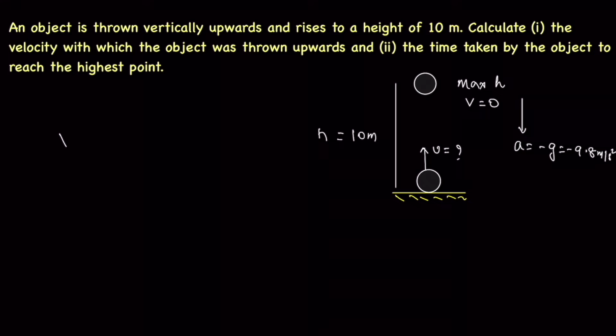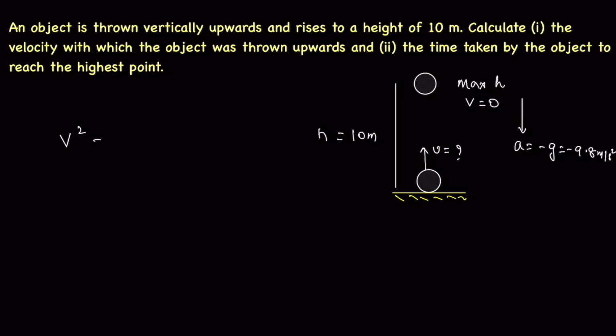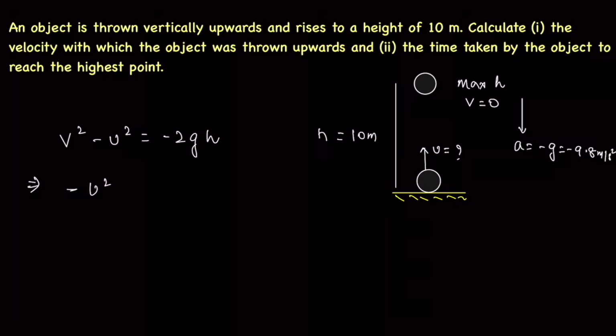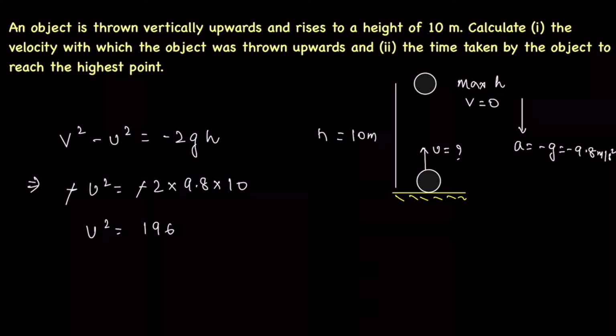So we can use the formula v² − u² = −2gh. So v² is 0. So −u² = −2 × 9.8 × 10. The minus signs cancel. u² = 196. u is 14 meter per second. This is the answer of the first part.